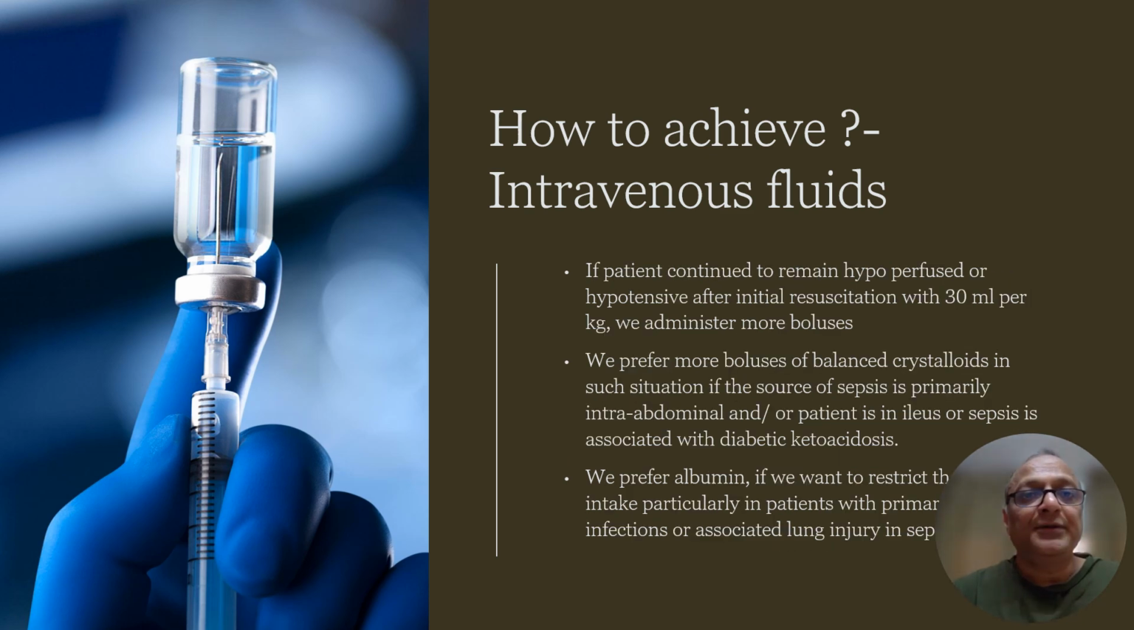What do we do if the patient continues to remain hypoperfused at the end of initial resuscitation with 30 ml per kg over the first 3 hours? We administer more boluses to such patients. We prefer more boluses of balanced crystalloid in such situations if the source of sepsis is primarily intra-abdominal and or the patient is in ileus or sepsis is associated with diabetic ketoacidosis. We prefer albumin if we want to restrict the volume intake, particularly in patients with primarily lung infection or associated lung injury in sepsis.